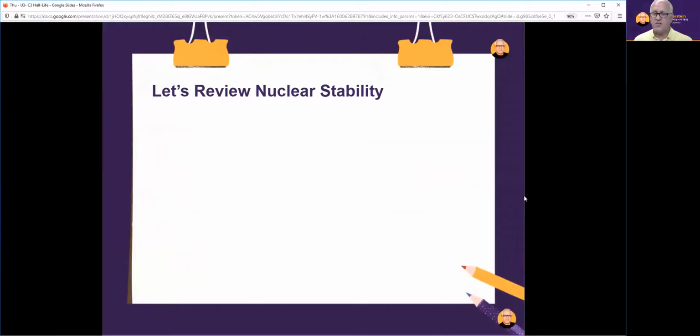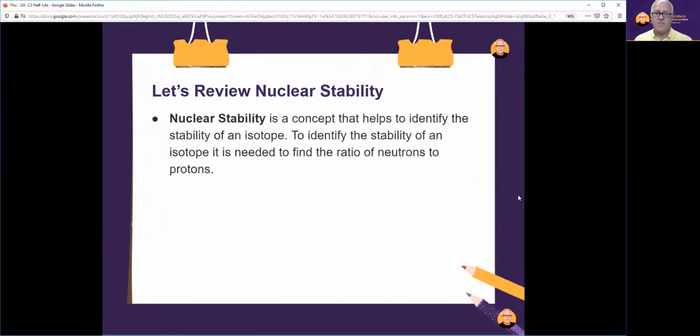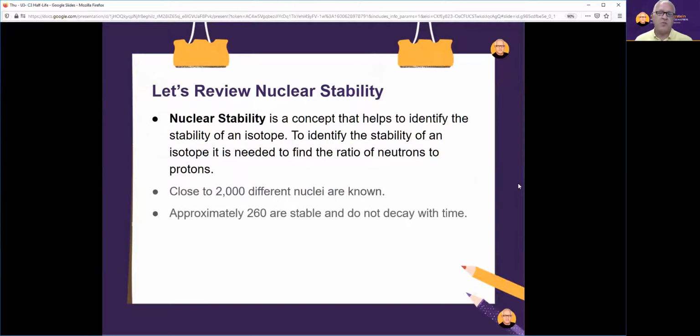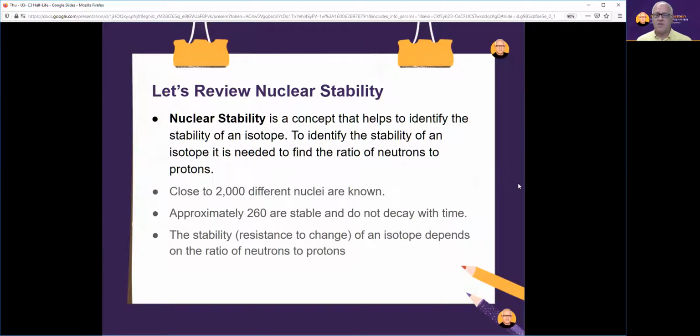So let's review nuclear stability from our earlier lesson. Nuclear stability is a concept that helps to identify the stability of an isotope. To identify the stability of an isotope, it is needed to find the ratio of neutrons to protons. There are close to 2,000 different nuclei that are known. Approximately 260 are stable and do not decay with time. And the stability of an isotope depends upon the ratio of those neutrons to protons. And you determine that ratio by dividing the number of neutrons by the number of protons.